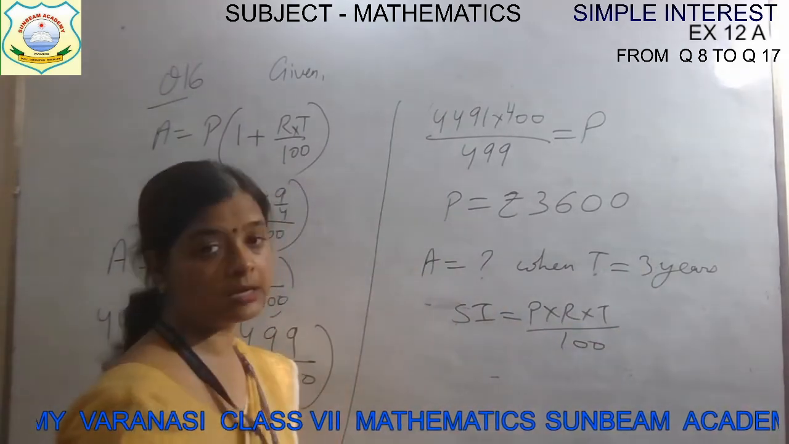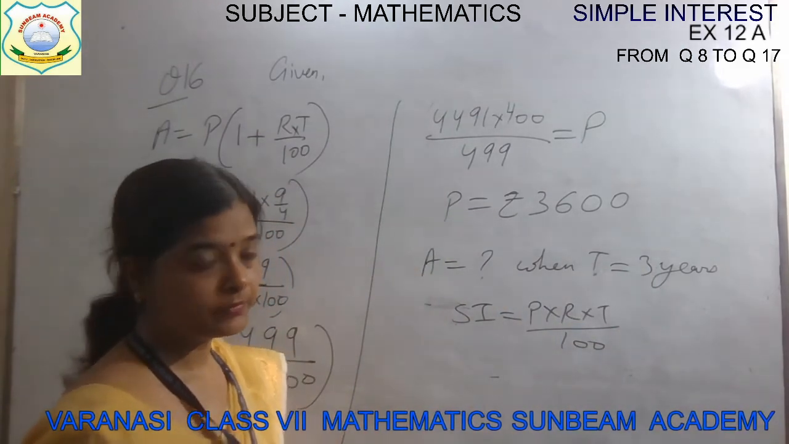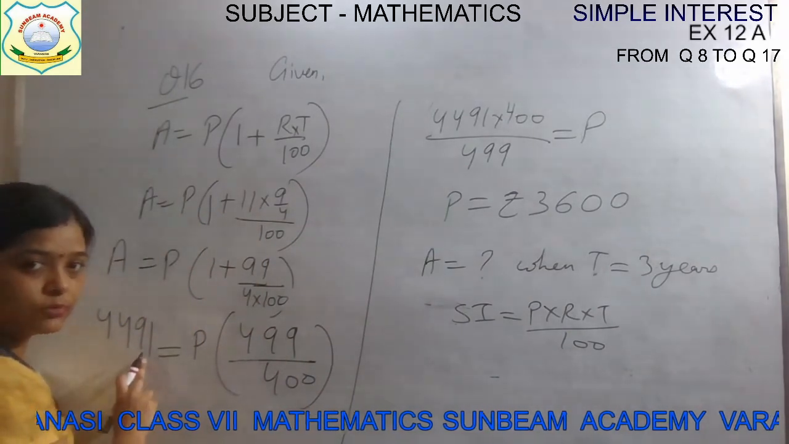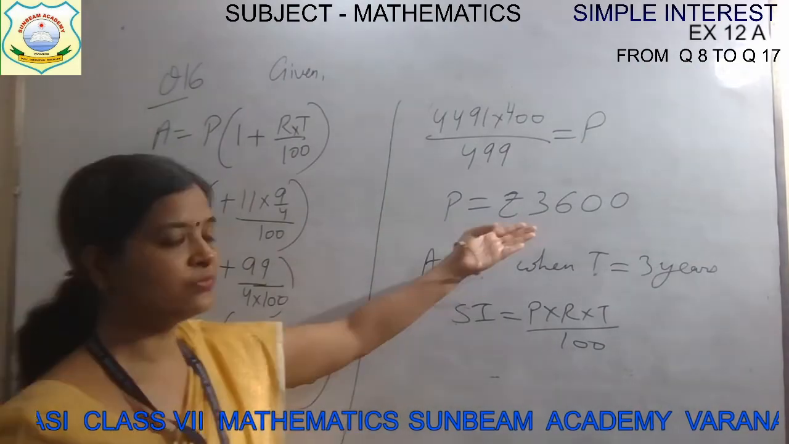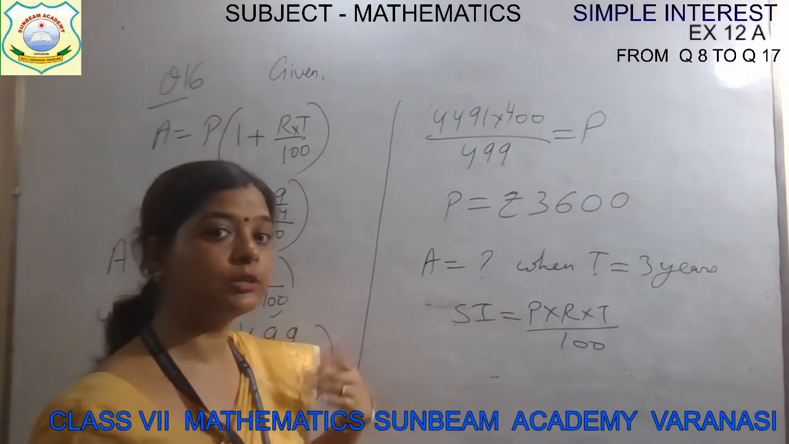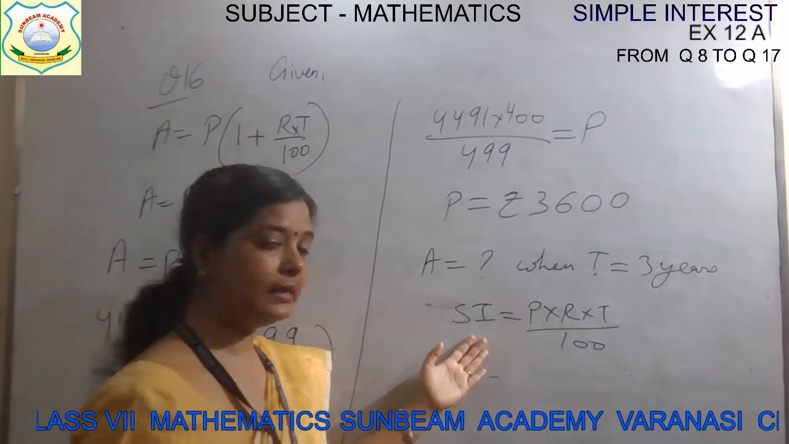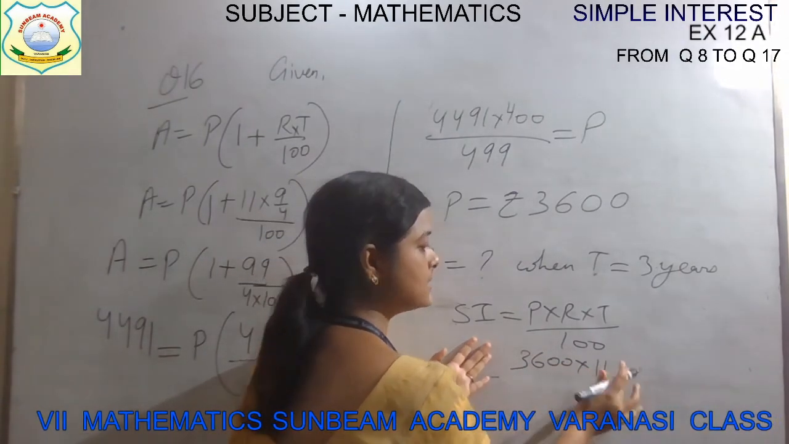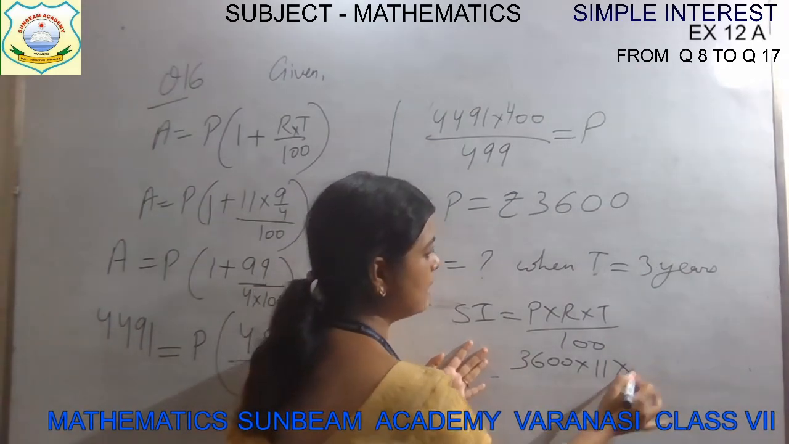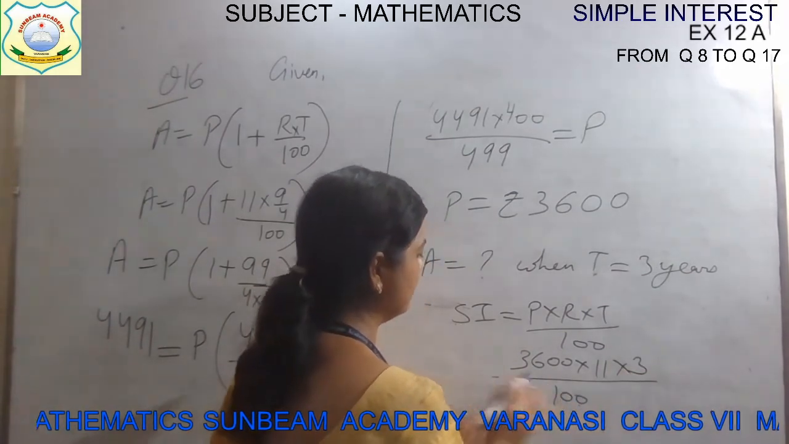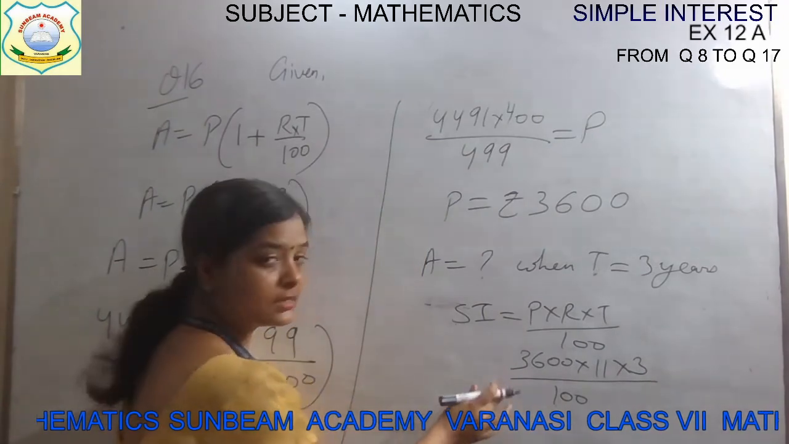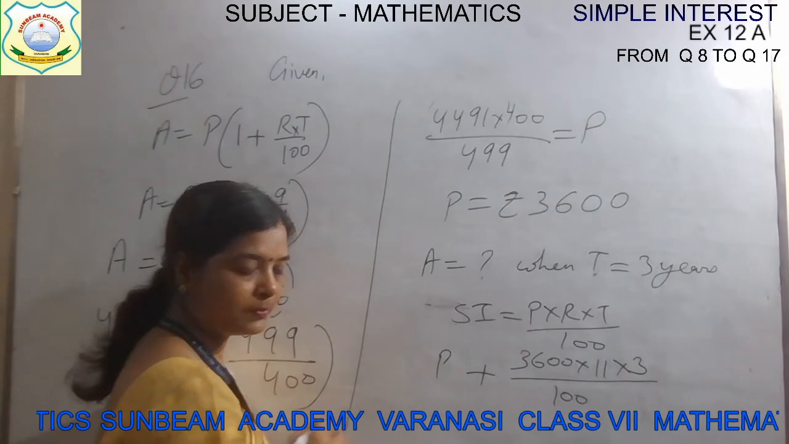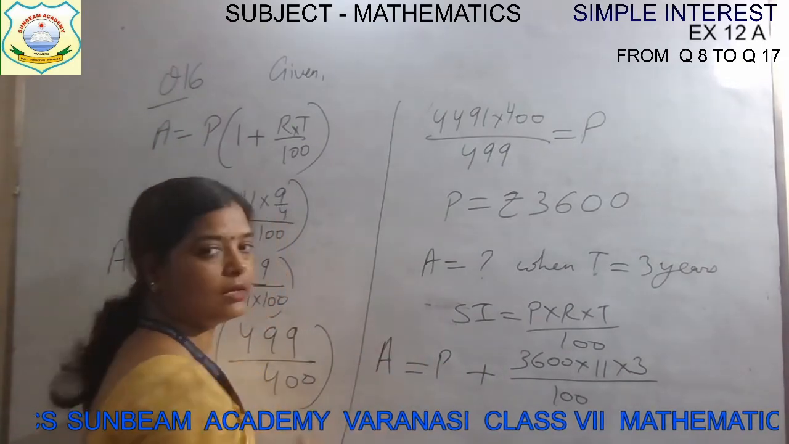For 3 years, how much amount will you get now? For 2 years and 3 months this was the amount. They are asking to first find the principal money and then for 3 years what will be the amount. So find the simple interest where P is 3600, rate is same, that is 11%, time is now 3 years, divided by 100. And when the value comes, child, this is the simple interest. In this you will add the principal money, then you will get the amount.